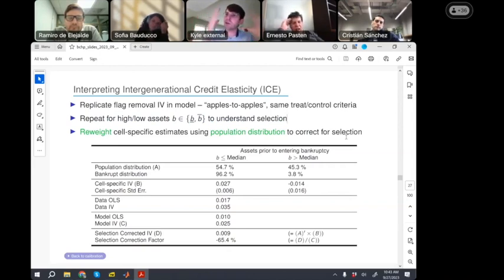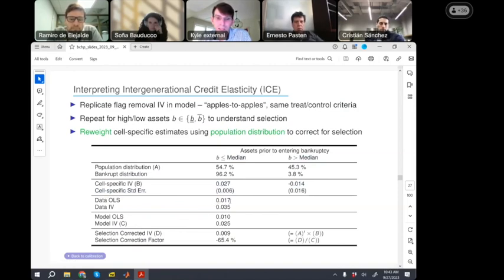But in the model, I know both of those variables, and I know there's selection into bankruptcy on both of those variables. So what we do is we run the cell-specific IVs for people who are below median net worth, above median net worth in the year prior to the bankruptcy. And we find, obviously, that the largest effects are among the low net worth households, with no effect among those with moderate levels of wealth prior to filing bankruptcy.